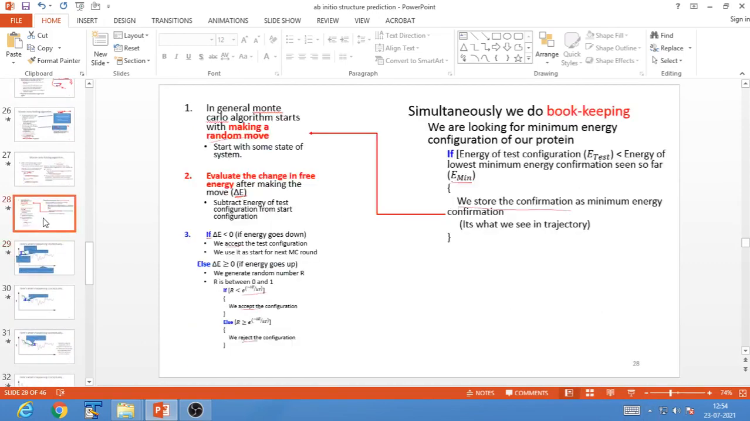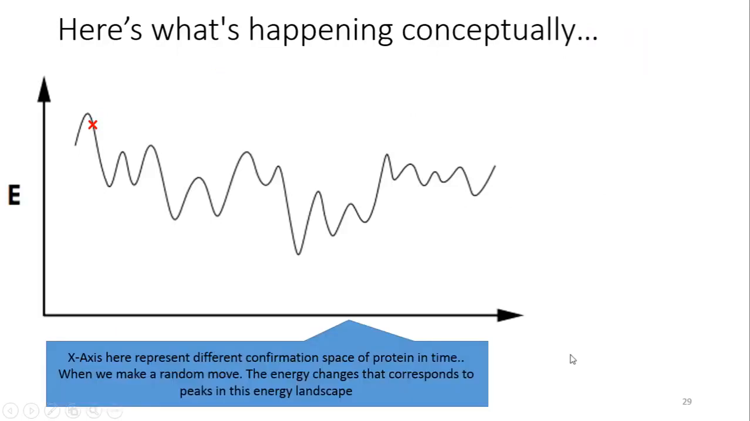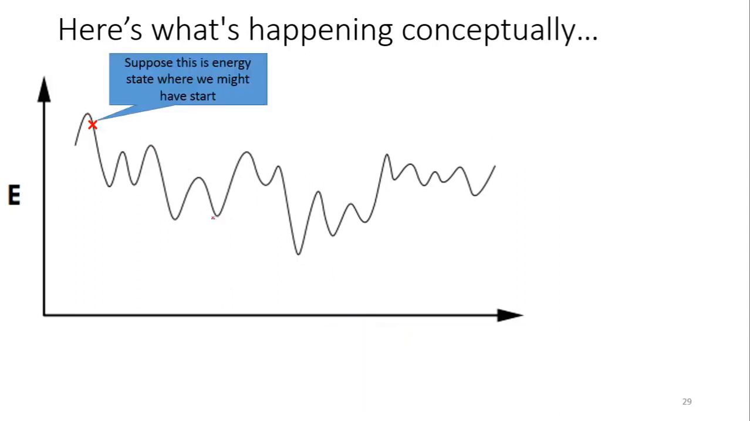So this is what is happening conceptually. Again, let us draw our energy landscape. The x-axis here represents the different conformation space of the protein in time. When we make a random move, the energy changes correspond to the peaks in this energy landscape. So suppose this is the point where we might have started.